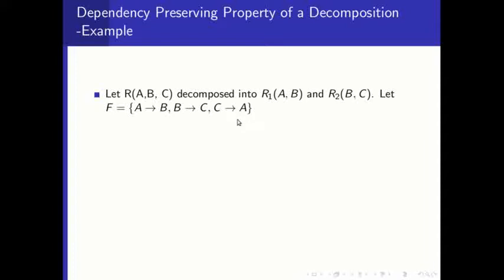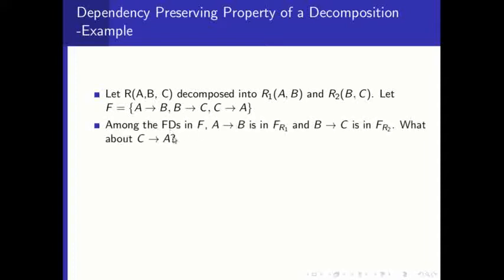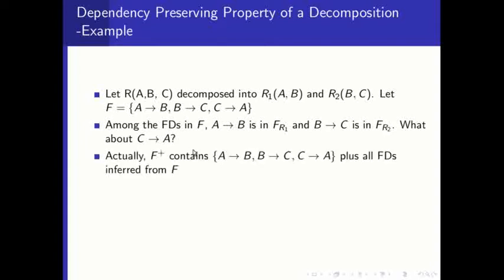Therefore, in effect, what are the FDs? F closure contains the three original FDs, plus all FDs inferred from them. What are the FDs inferred? A determines B, B determines C, therefore A determines C will also come. B determines C, C determines A, therefore B determines A will come. Similarly, others also. Therefore, the FDs in F closure are the original three plus A determines C, C determines B, B determines A. These are the FDs.